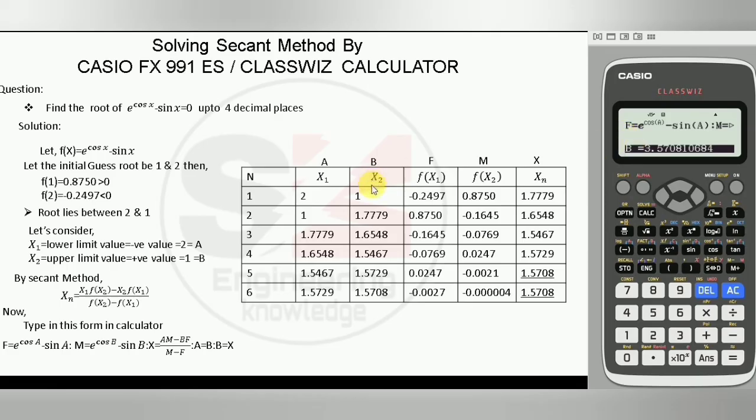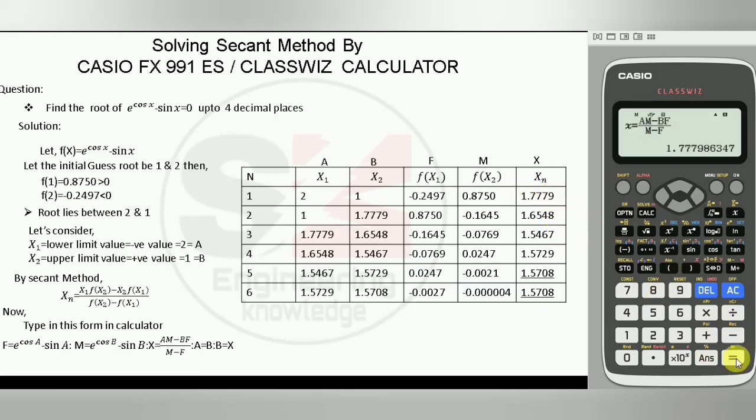Then put the value of b, that is this value 1. Then equal to. Then it will show the value of this column, that is the function f(x1). Then you can write from this calculator in this column in your copy by drawing this table. Then again press the equal to button. Then it will show the value of this function f(x2). Then simply copy from here and write in your copy in this table. Then again press the equal to button. Then you get the value of this xn.